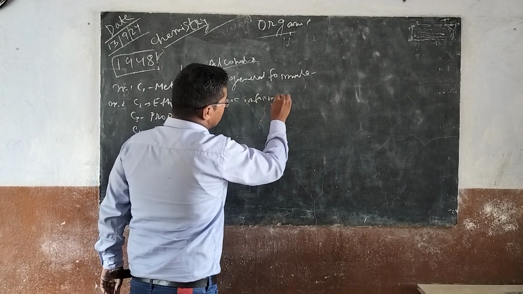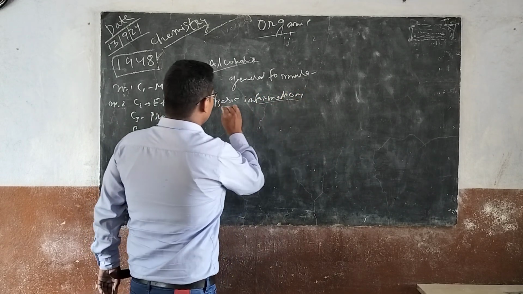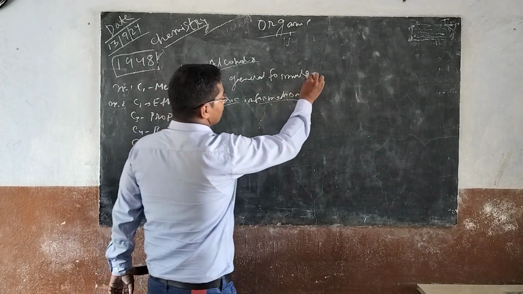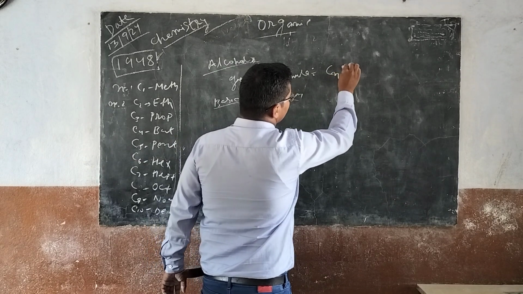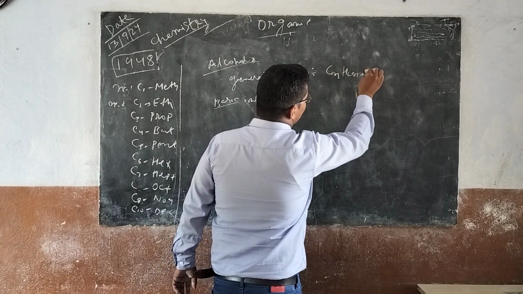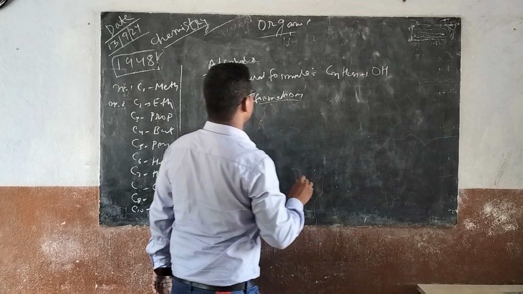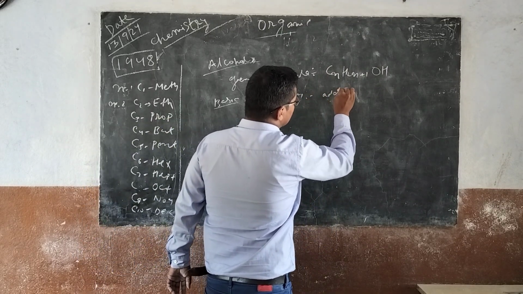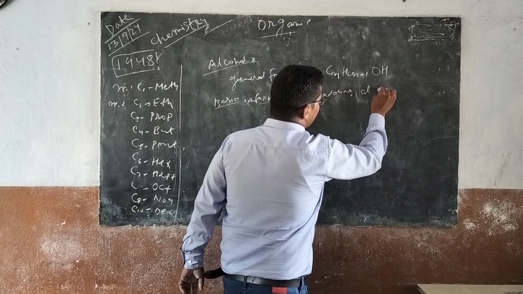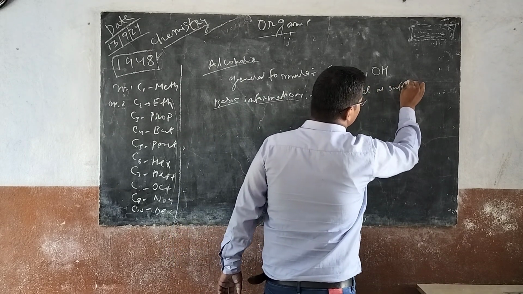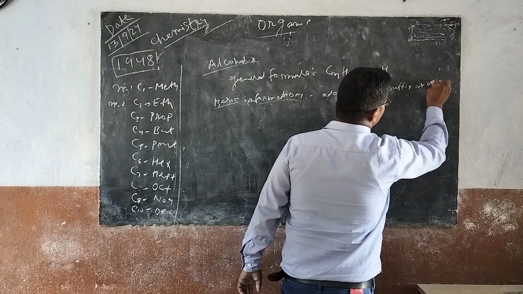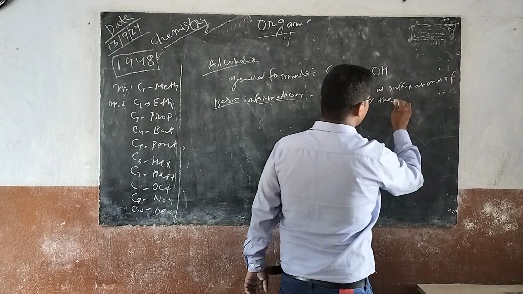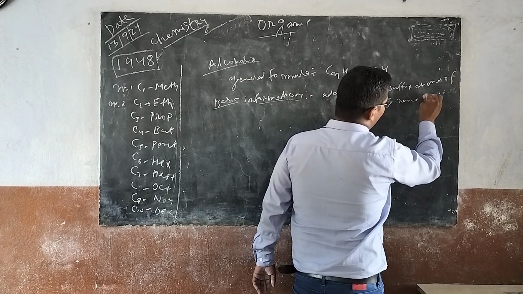Basic information regarding alcohol. So first, the general formula: CnH2n+1 OH. Basic information like adding OL as a suffix at the end of the name of the alkane family.